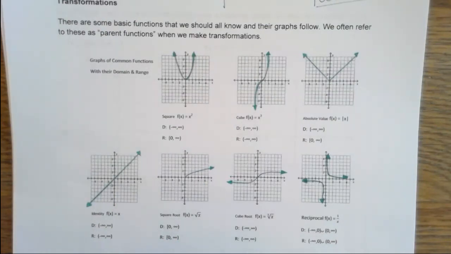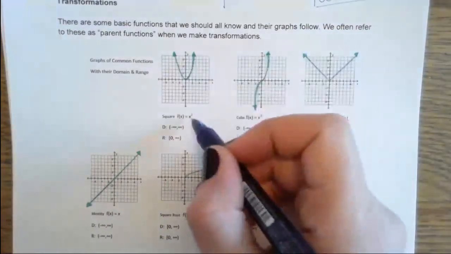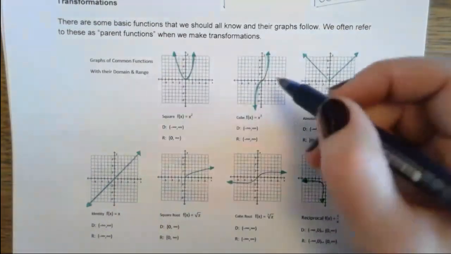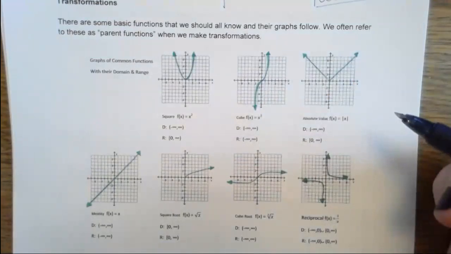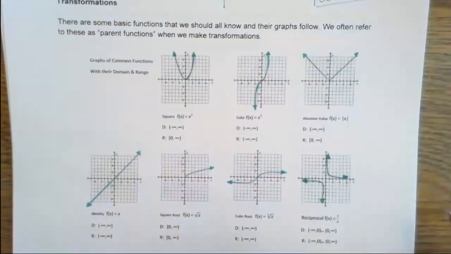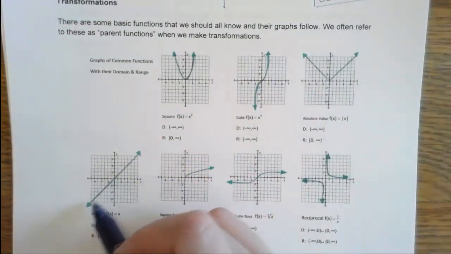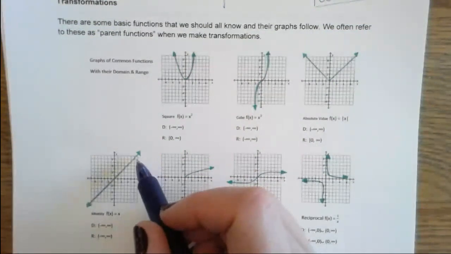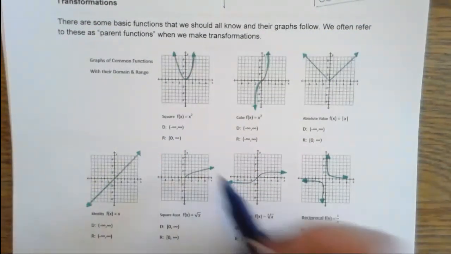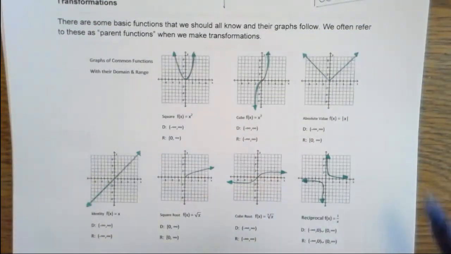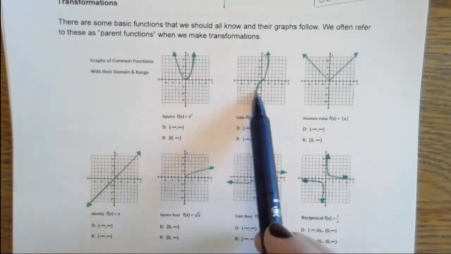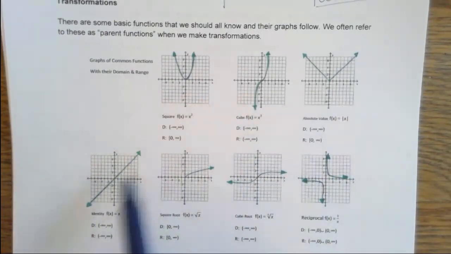But these are functions that you should be pretty familiar with already. Here you have your basic square function, x squared. Here you have your basic cube function, x cubed. Your absolute value function. This is your identity, just your basic line through the origin. Your square root function, your cube root function, and then the reciprocal. We're going to be dealing mostly with the first 5 or 6. So we'll get used to these.